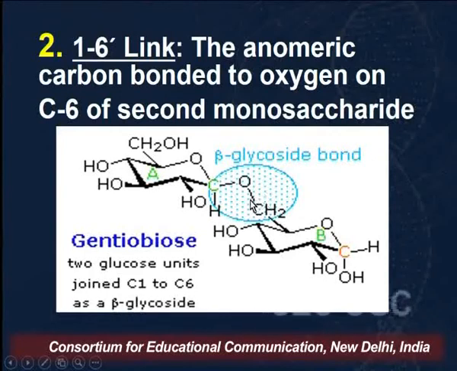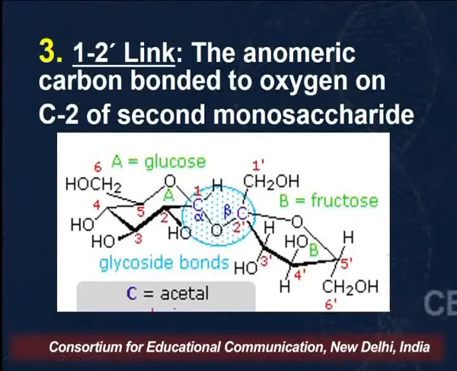So where is the bond formation taking place? The glycosidic bond is being formed between the C1 of the first glucose unit and the C6 of the second glucose unit, and therefore we say this is a 1,6 linkage, and this is a beta bond, a beta glycosidic linkage. As to why we call a bond an alpha glycosidic bond or a beta glycosidic bond, I shall be discussing this very shortly. Now the third case that we have is the 1,2 linkage.